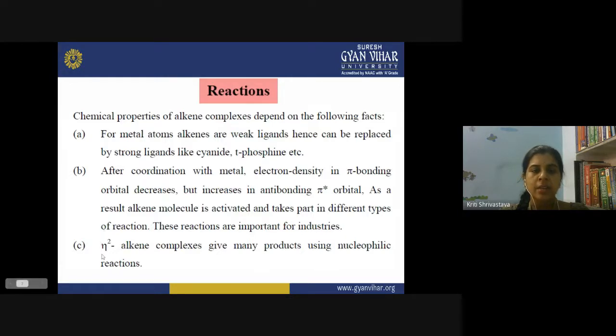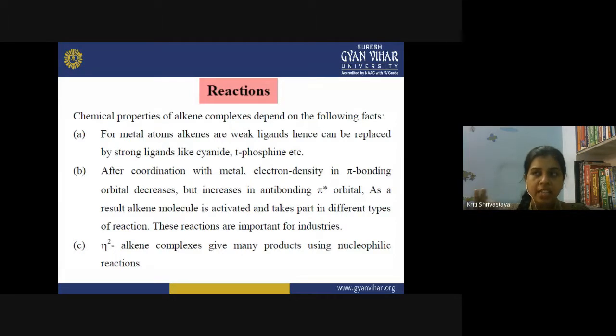Then the eta-2 alkene complexes give many products using nucleophilic reactions. Why the nucleophilic character of the alkene molecule? Like we have seen, in case of metal alkene complexes, the alkene is donating its pi electron density to the metal atom. So overall, you can say that there is a decrease in the electron density. When the electron density on the alkene is decreased, there will be development of a partial positive charge on the carbon atom, which is not there in case of free alkene, right?